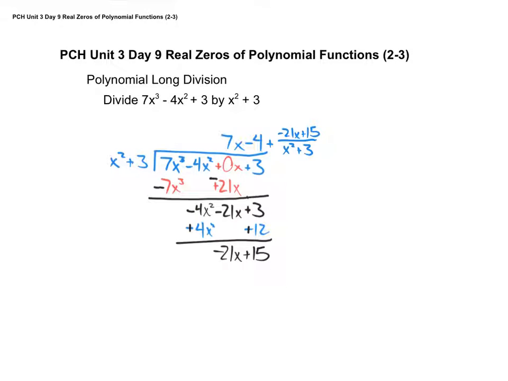Let me point out one issue some students have here with this minus 21x plus 15. They'll write their remainder, or they'll write their answer like this: 7x minus 4 minus 21x plus 15 all over x squared plus 3. What is the problem here? You didn't take the negative all the way out? You didn't adjust the 15 either?